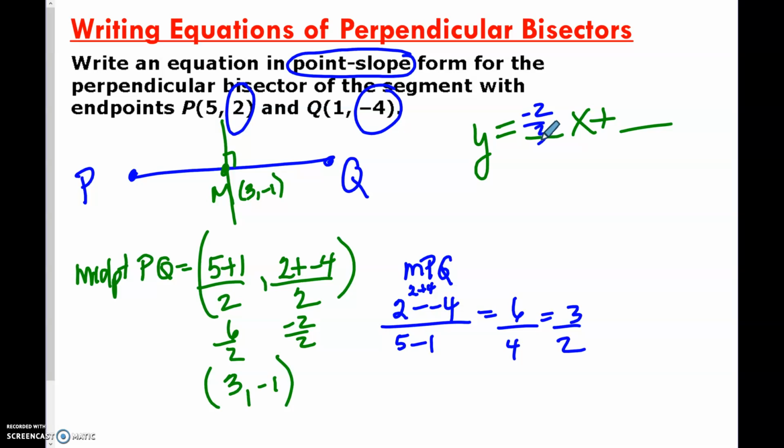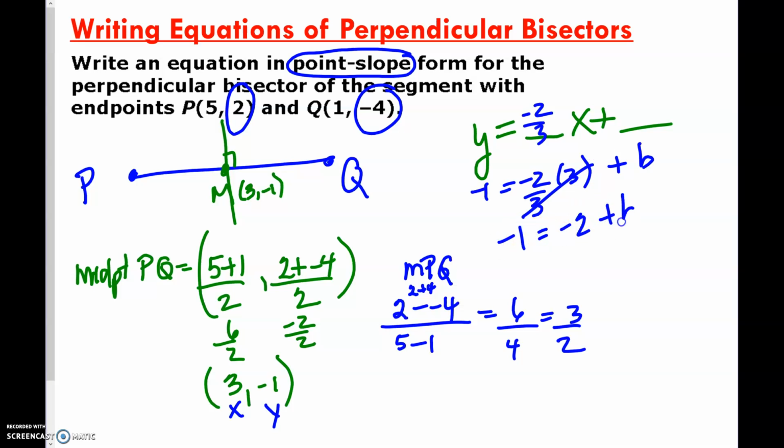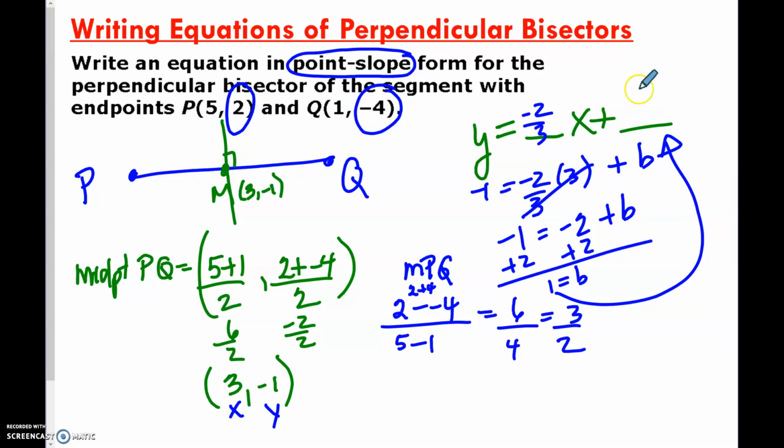Now to find the y-intercept, I'm going to plug this point in here, x and y. So y is negative 1. X is 3, and I'm going to solve for b. So these 3's are going to cancel. Negative 1 is negative 2 plus b. Add 2, add 2. So this is going to be 1 equals b. So make sure you go up and finish your equation. That would be a 1. So the equation of the green line is y equals negative 2/3 x plus 1.